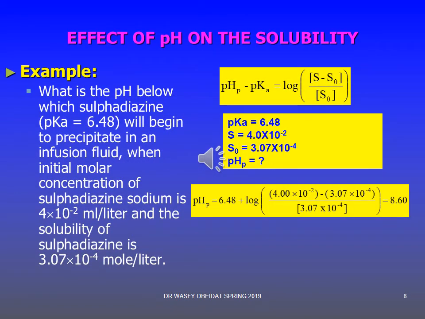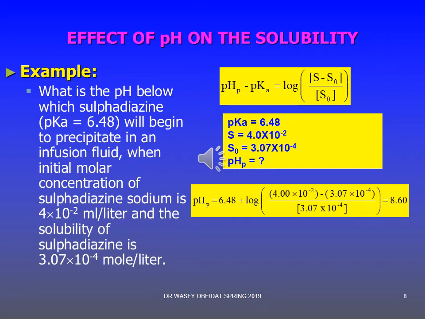This is an example that we can practice on the previous equation, the effect of pH on the solubility of weak acids. In this example, the pH below which sulfadiazine drug will precipitate from solution is required. So we need to know the pH at which this drug will precipitate or will start to precipitate. What is given in the example is the solubility of the salt, sulfadiazine sodium, that is initially available in the infusion fluid. Also, the solubility of sulfadiazine, which is a weak acid, is given.